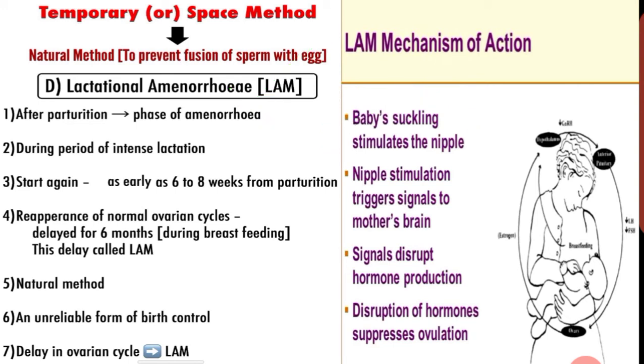After the parturition, a phase of amenorrhea happens during the period of intense lactation. The menstrual period may start again as early as 6 to 8 weeks from parturition. But reappearance of the normal ovarian cycle is delayed by up to 6 months because of breastfeeding. This delay is called LAM. Actually, after the parturition period, regular menstrual flow may happen within 6 to 8 weeks, but due to breastfeeding, until the 6 months get over, the menstrual cycle is delayed.